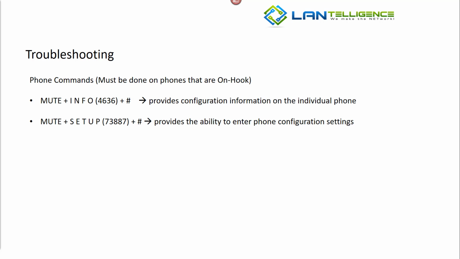So because ShoreTel uses DHCP for the phones to register, and it downloads option 156, that will download the configuration information from the DHCP server. If you wanted to statically set up the phone, you could do this by putting mute 73887 pound. Now, also if you boot up the phone and it says press any button to continue, you can do that as well, and it gets into the admin mode. And once you get into the admin mode, you know the password's 1234. So it provides the ability to go into the phone settings.